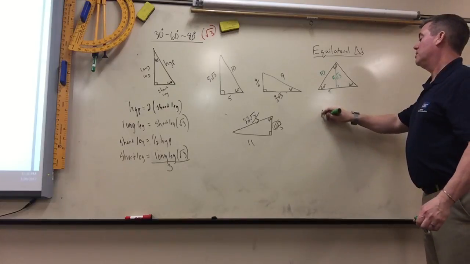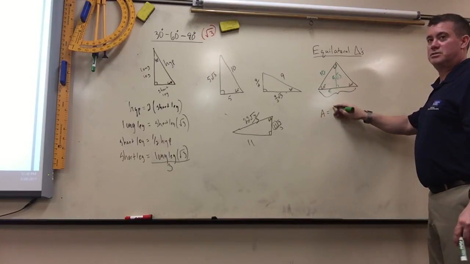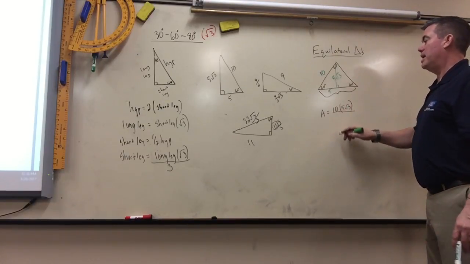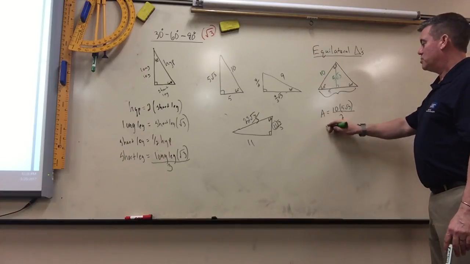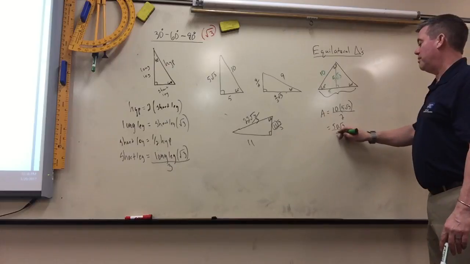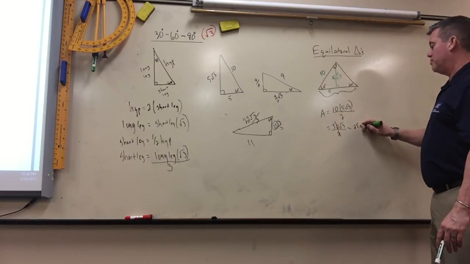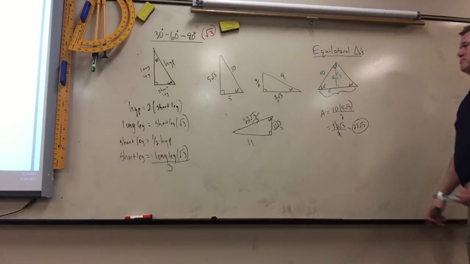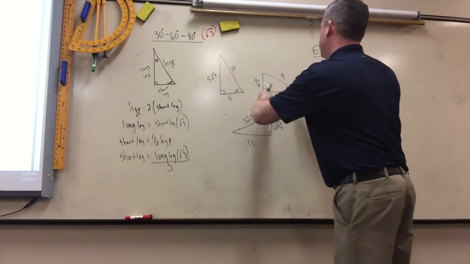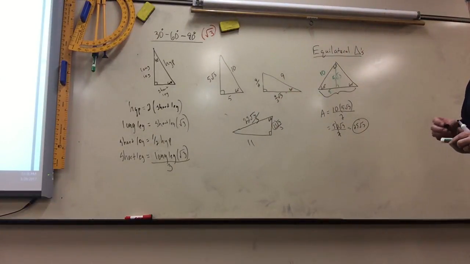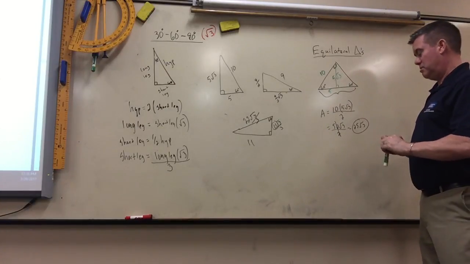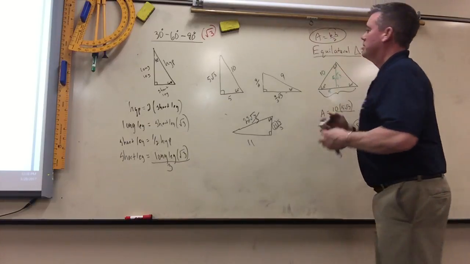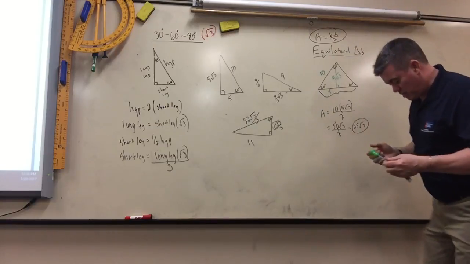So then the area is the base, which is 10, times the height, divided by 2. Don't forget that. So you'd get 50 square roots of 3 divided by 2, which you could simplify to 25 square roots of 3. Okay? All right. So that's what we're doing today, the 30, 60, 90s, and then a few of the equilateral, where we got to find the area. So remember, area is base times height divided by 2. You want to go over some more? No. No?